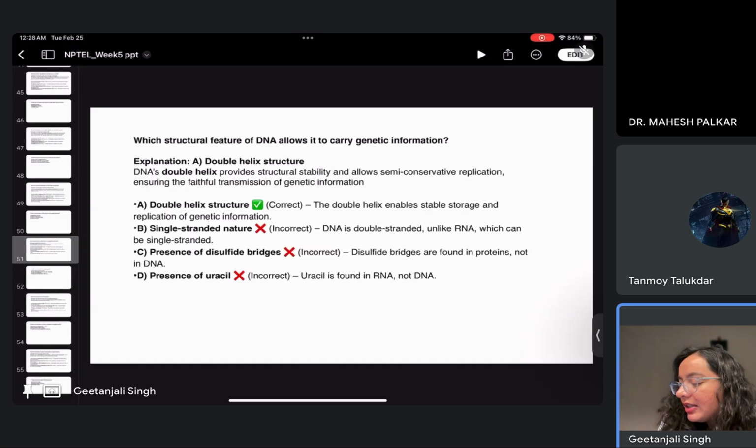Double helix structure provides structural stability and allows semi-conservative nature of the replication, ensuring the faithful transmission of genetic information. So the correct answer is double helix structure. Single stranded nature, obviously DNA is double stranded, single stranded is RNA. So that's not the correct answer. DNA is responsible for carrying genetic information. And C, presence of disulfide bridges, no, it's found in protein, not in DNA. And presence of uracil, again, uracil is found in RNA, not DNA. So all the other options are wrong.